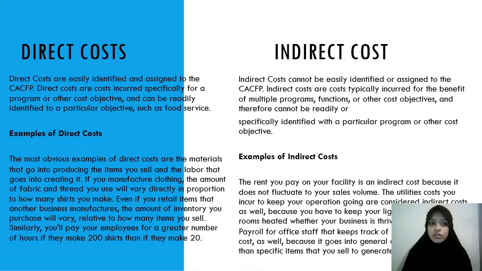Example of indirect costs. The rent you pay on your facility is an indirect cost because it doesn't fluctuate to yourself alone. The utilities costs you incur to keep your operation going are considered indirect costs as well because you have to keep your lights on and your rooms heated whether your business is thriving or struggling. Payroll for office staff that keeps track of payroll is an indirect cost as well because it goes into general operation rather than specific items that you sell to generate revenue.